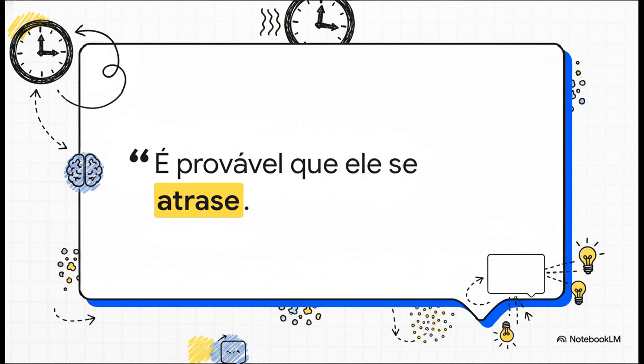Let's do one last one to really lock it in. É provável que, that phrase signals we're not totally sure if he'll be late, and because of that uncertainty, the verb has to be atrase. Once you see this connection, I'm telling you, you'll start spotting it everywhere.